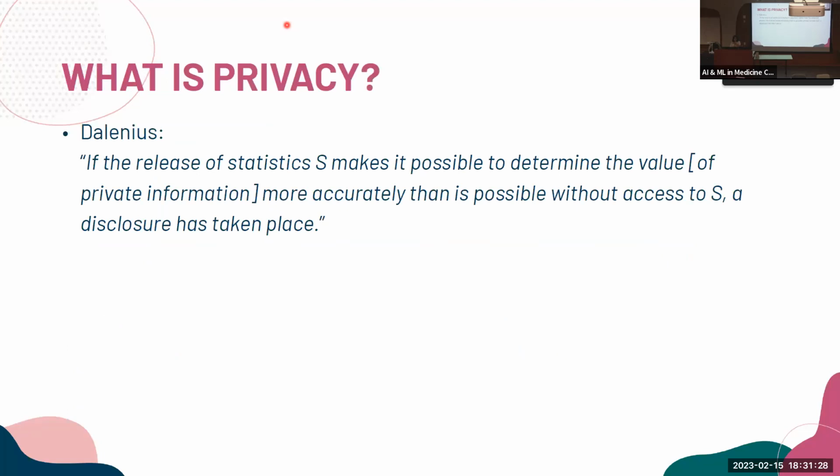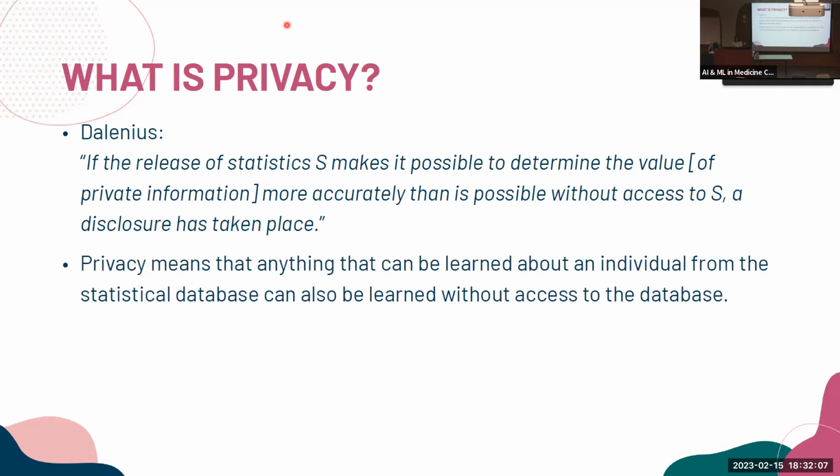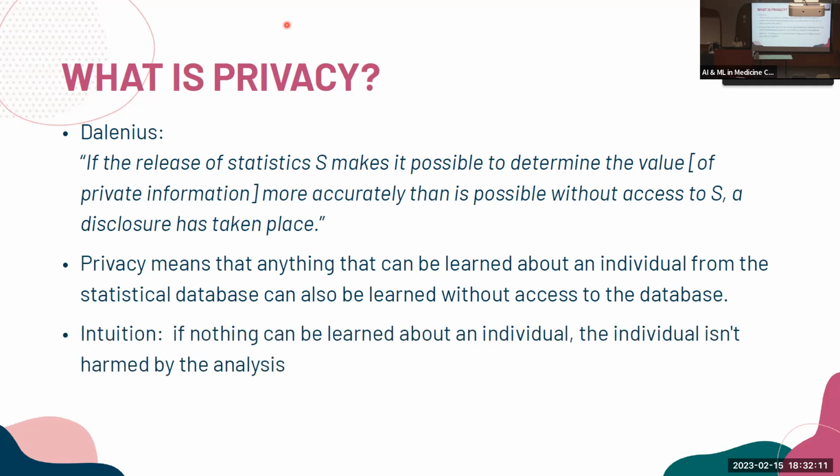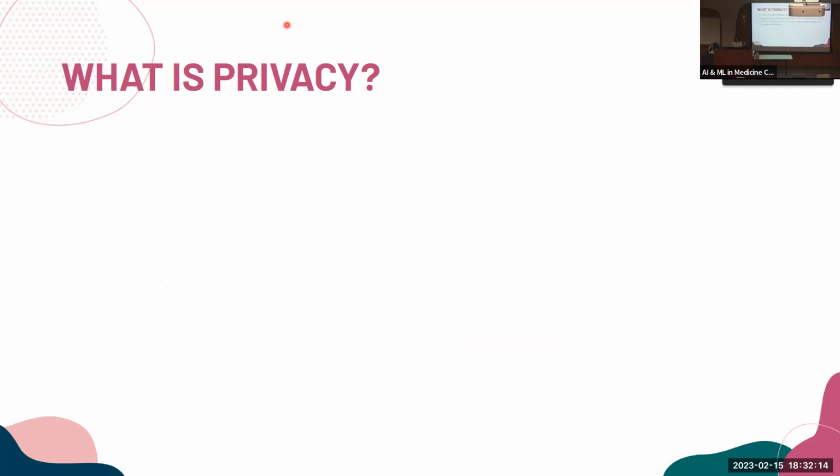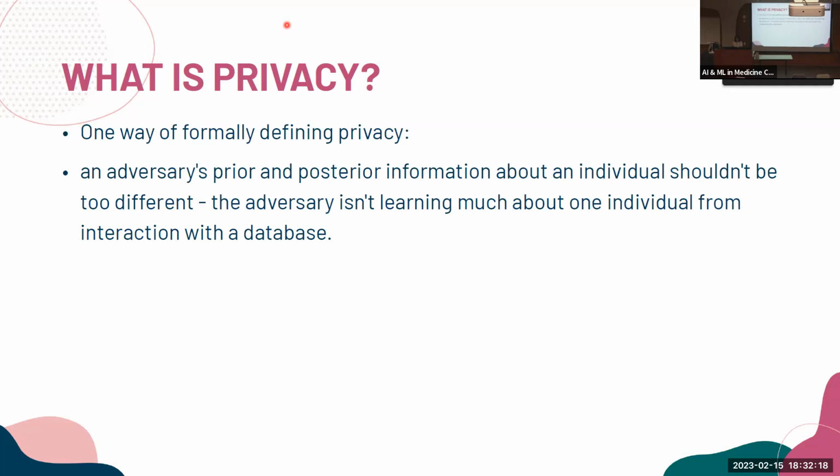And that's what a statistician from many years ago claimed is a reasonable notion of privacy that a lot of researchers have come to accept. He says that if the release of a particular statistic S makes it possible to determine some private information about an individual more accurately than was possible without access to that S information, then a disclosure has taken place. So he's basically saying that anybody with some information about a person shouldn't know anything more than that if they have access to some data or a model about that person. So privacy means that you can't learn anything more about an individual if you have access to that data. That essentially is another way of saying that an adversary's prior and posterior information should be similar.